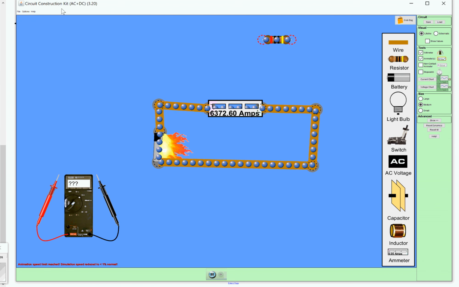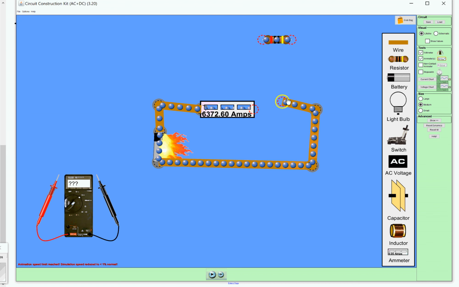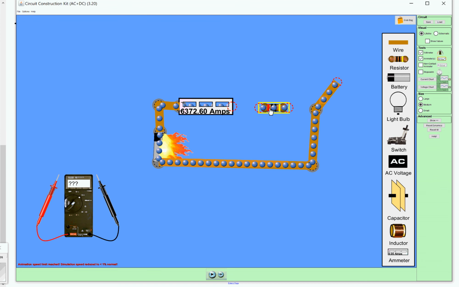Circuit construction kit. And oh my goodness, I just blew up my battery and my meter has 6,000 amps going through it. I have cooked my meter. So I'm going to pause this sim. That's what I said a little while ago. We always have to have, can I break that? Thank you. We always have to have a source of resistance in our circuit. So I cannot just hook an ammeter up without a resistance.